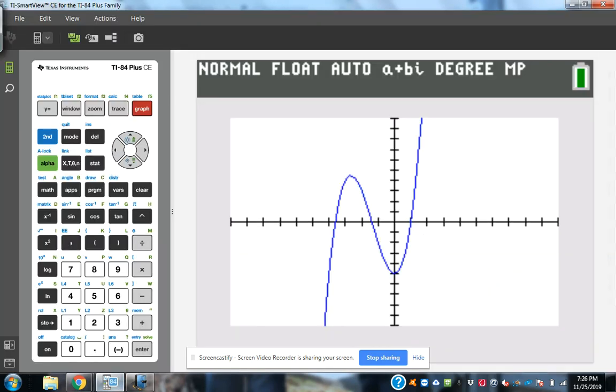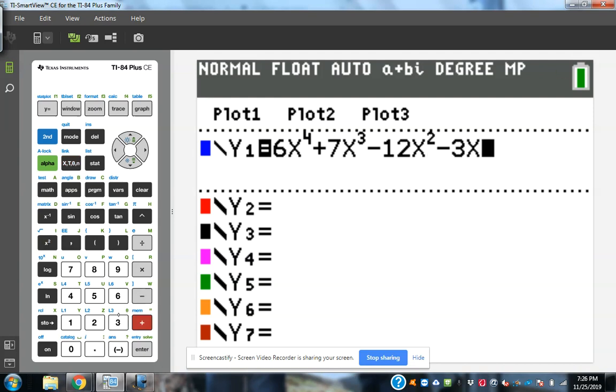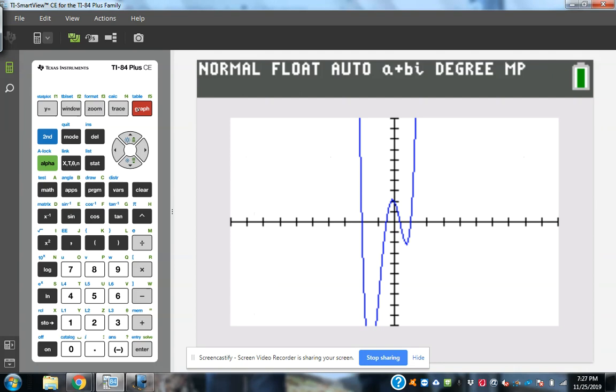All right. So go to y equals, clear out that polynomial that was in there, and then type in this one: 6x to the 4th plus 7x to the 3rd minus 12x squared minus 3x plus 2. 6x to the 4th, 7x cubed, negative 12x squared, negative 3x. Okay. I'm going to hit graph. I'm looking for where it's crossing the x-axis. And I'm looking for a good number that's easy to do math with.